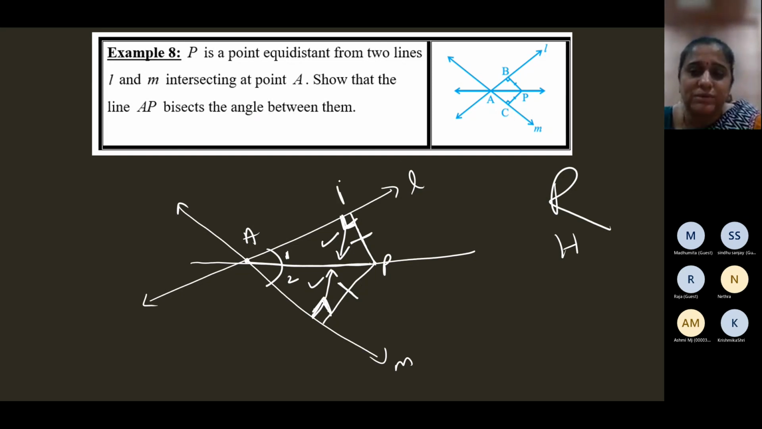So see here, this is B, this is C. PB is equal to PC. So PC of one triangle is equal to PB of the other triangle. So by the RHS congruence criterion, these two triangles are congruent. By CPCTC, angle 1 is equal to angle 2.